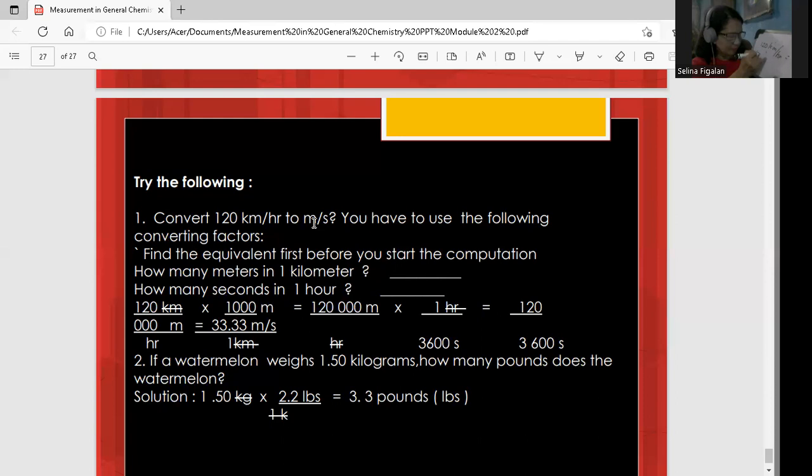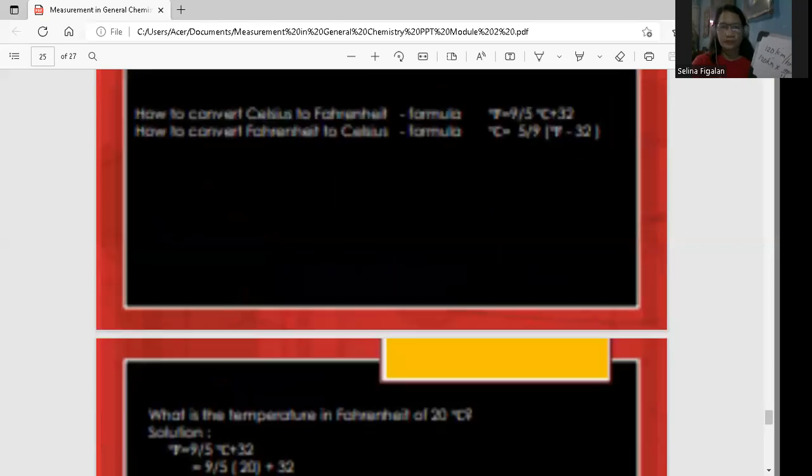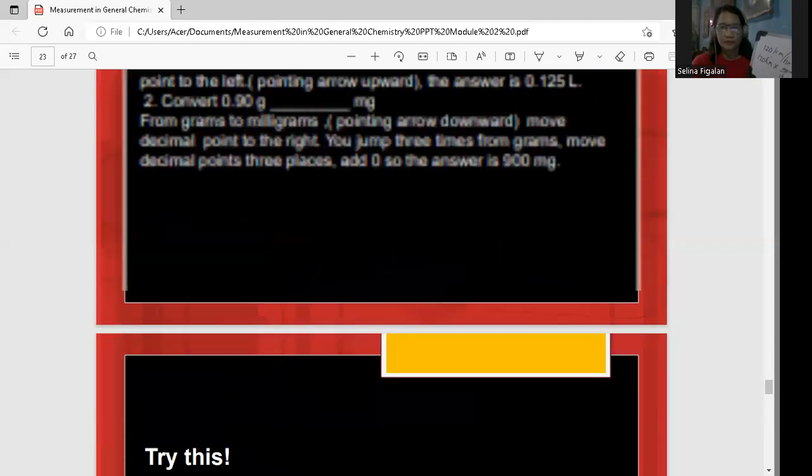So this is 120 kilometers, times over, 1 km is equal to 1,000 meters. Where did you get that, ma'am? Here also in the ladder, you can use it. Okay, let us look at the ladder. Let us observe this, it is your ladder.